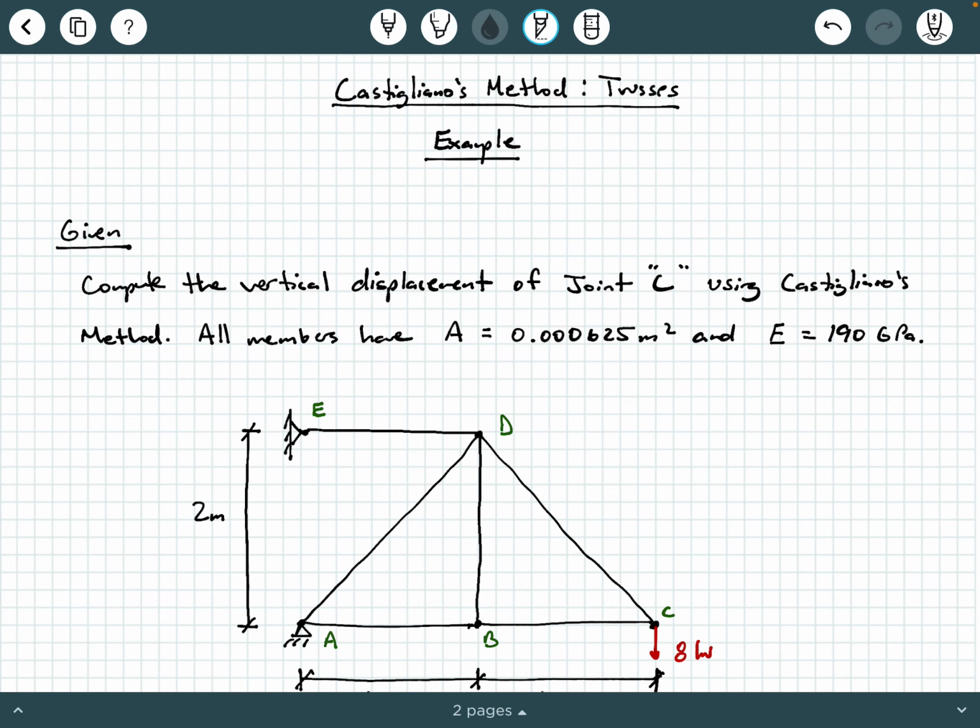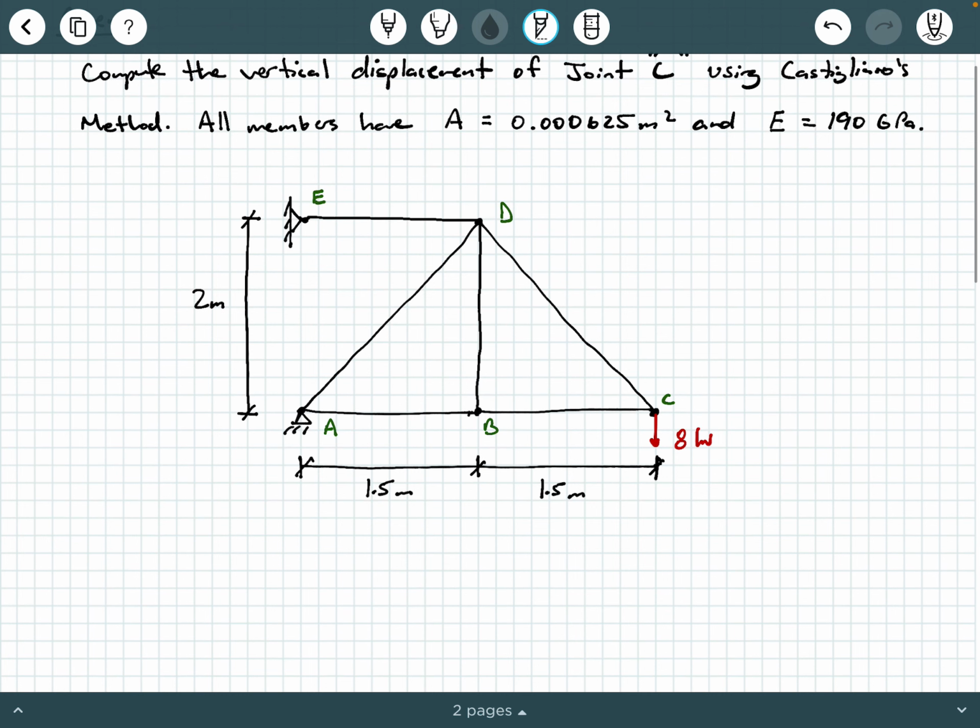We're also being told that all members have a cross-section area of 0.000625 meters squared and a modulus of elasticity of 190 gigapascals. So let's take a look at the truss we're being given here.